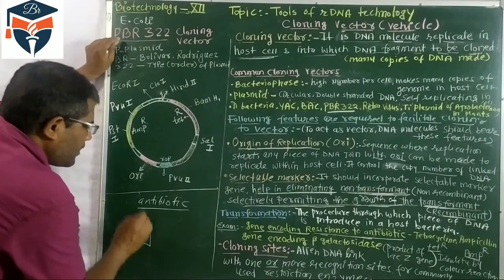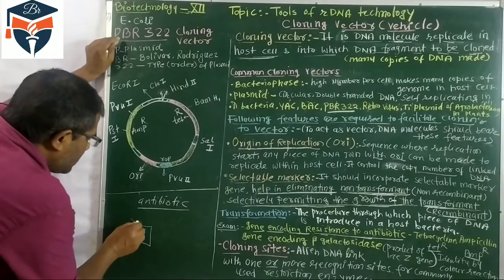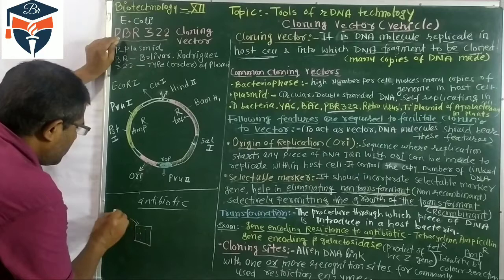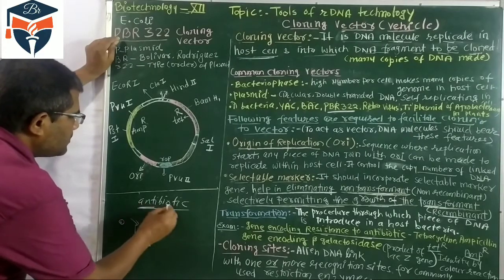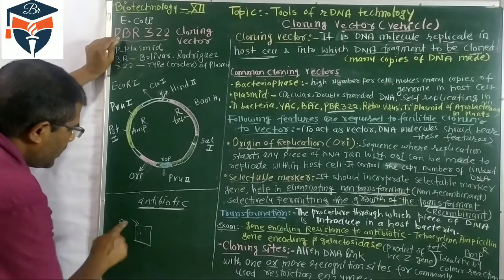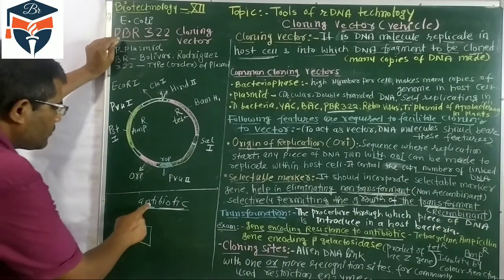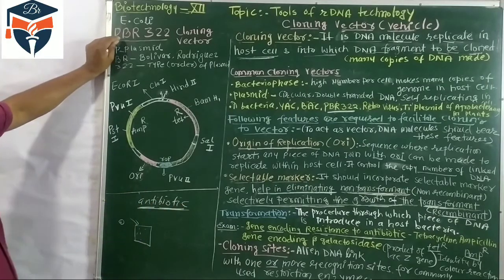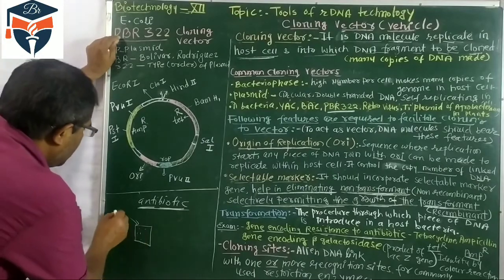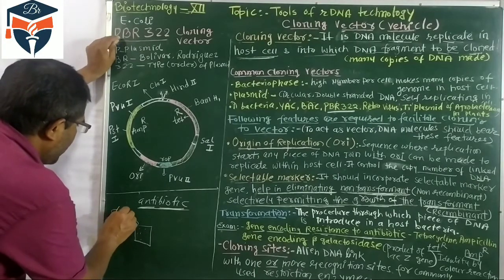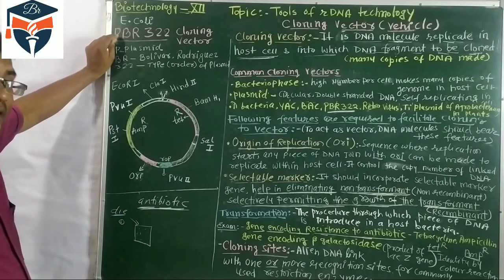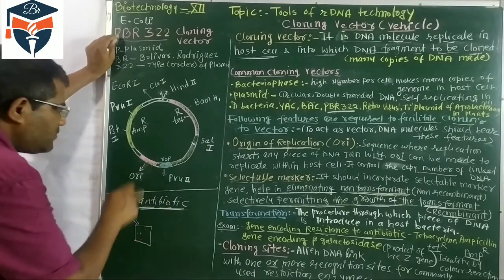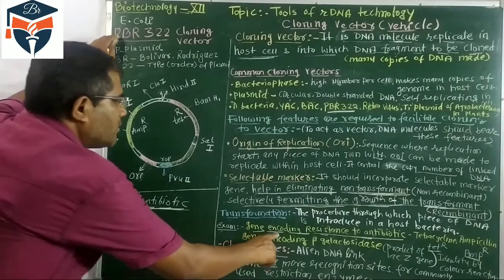So what is an antibiotic? It is a chemical substance produced by microbes, and it kills other microbes. This is called an antibiotic. Anti means against, biotic means life. So if any microbe is kept in this medicine or drug, it will lead to death. It will die. So it is called a microbe-killing chemical, an antibiotic.